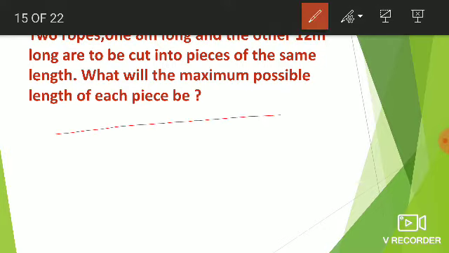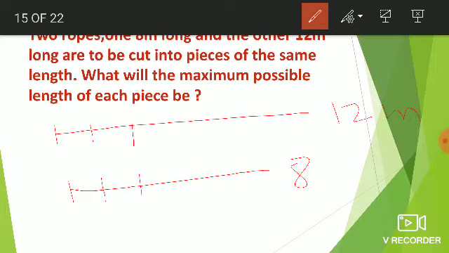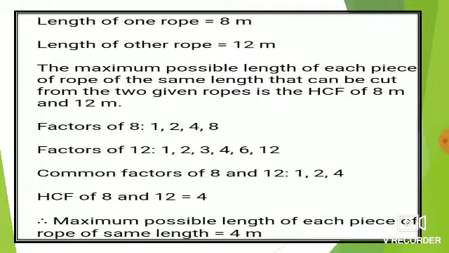So consider these are the 2 ropes. This is 12 meter long and this is 8 meter long, and we have to cut these ropes into equal lengths, means each piece length should be same. Understood it? So length of the rope 8 meter, length of the other rope 12 meter. The maximum possible length of each piece of the same length that can be cut from the 2 given ropes is HCF of 8 meter and 12 meter.